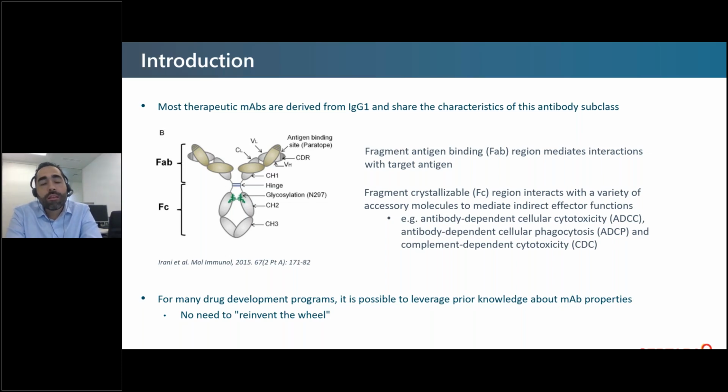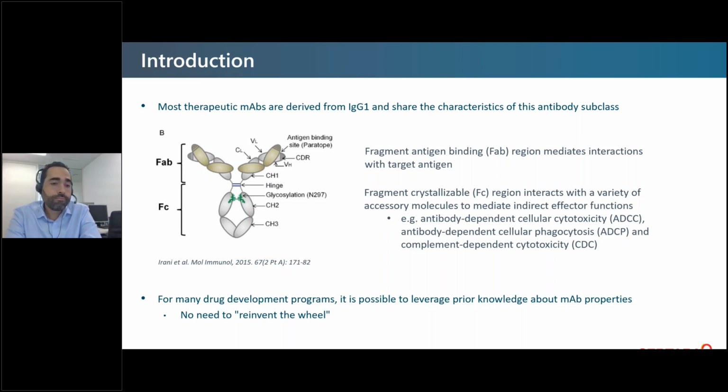The majority of these monoclonal antibodies, or MABs, are derived from IgG1, and they share the characteristics of this subclass of antibody. This class consists of two fragments, the fragment antigen binding, or Fab, and this region mediates the interactions with the target antigen. The second fragment is the fragment crystallizable, or Fc, and this region interacts with a variety of accessory molecules to mediate indirect effector functions, such as antibody-dependent cellular cytotoxicity, ADCC, antibody-dependent cellular phagocytosis, ADCP, or complement-dependent cytotoxicity, CDC.